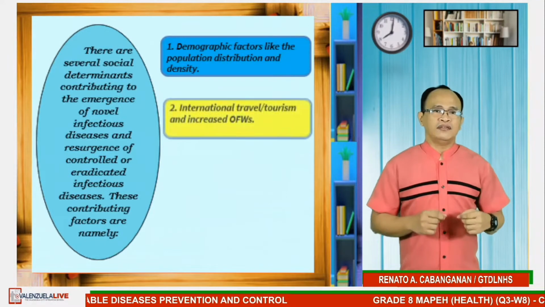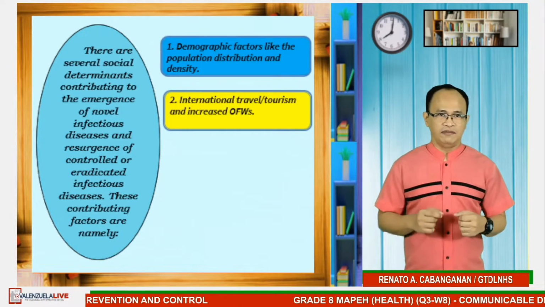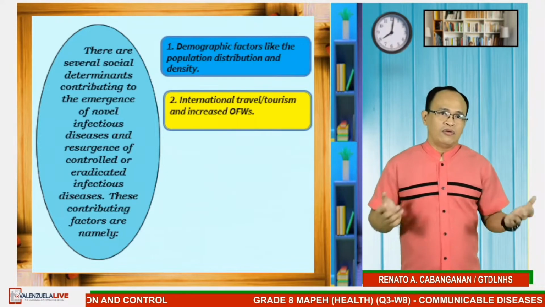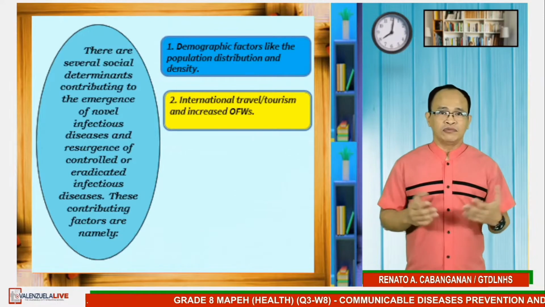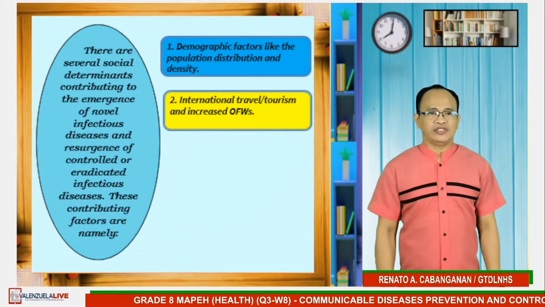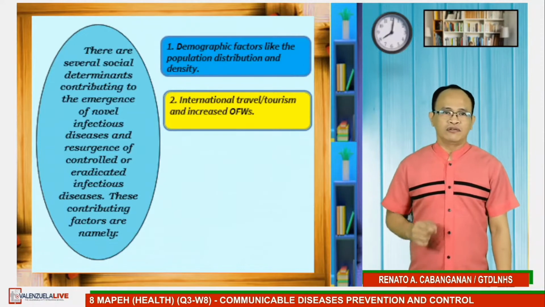2. International travel, tourism, and increased OFWs. One way in which travel helps infectious diseases to spread is by the introduction of new microorganisms into a new geographic area.